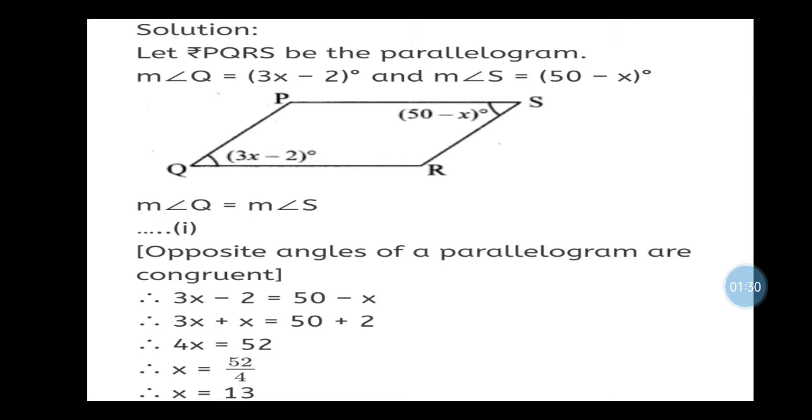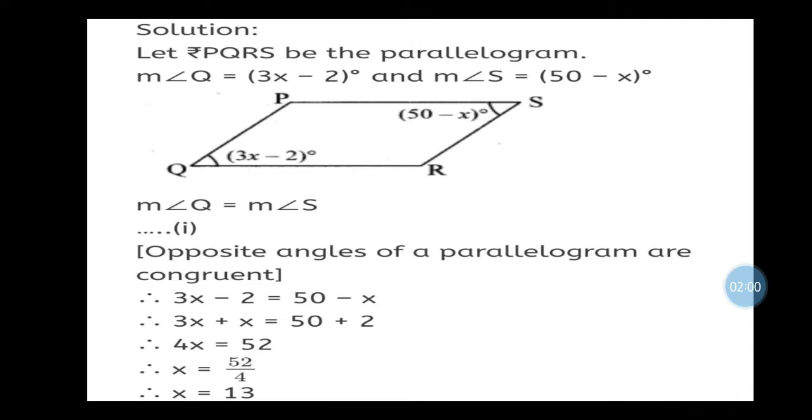So, we will be adding 2 on both sides of the equation and adding x on both sides of equation. So, we get 3x plus x is equal to 50 plus 2. 3x plus x we will get 4x and 50 plus 2 we will get 52. So, we get 4x is equal to 52. Dividing both sides by 4, we get x is equal to 52 upon 4. So, we get x is equal to 13.